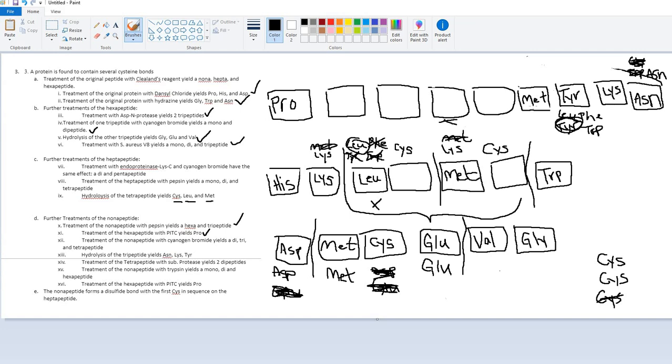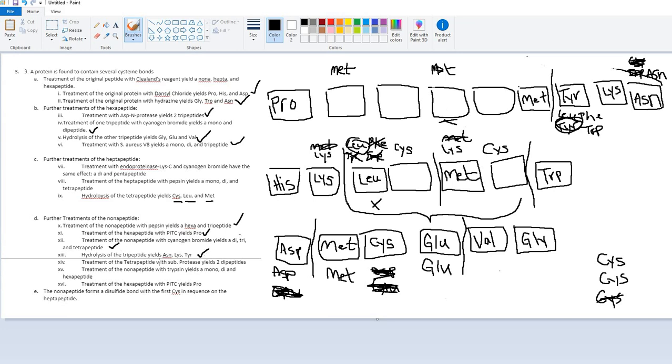Alright, so now that we have this methionine cleaving the tripeptide, it also cleaves a di and a tetrapeptide. So to get this into a di or a tetrapeptide, the methionine could cleave here, making this the dipeptide and this being the tetrapeptide, or it could cleave here, where this would be the dipeptide and this would be the tetrapeptide.